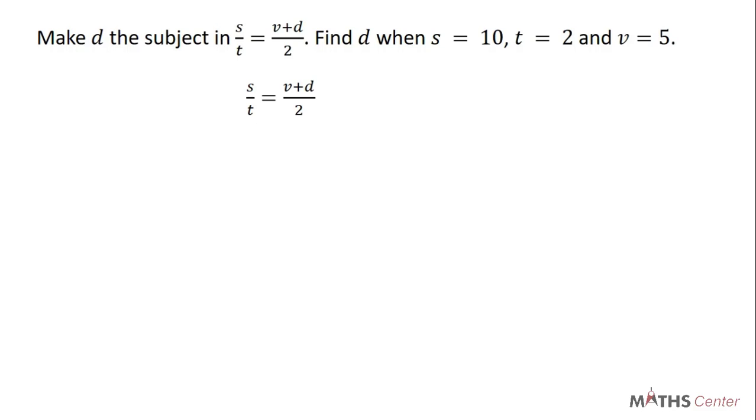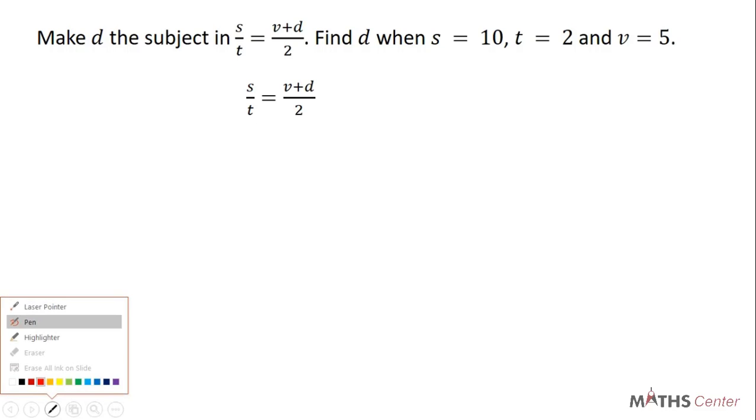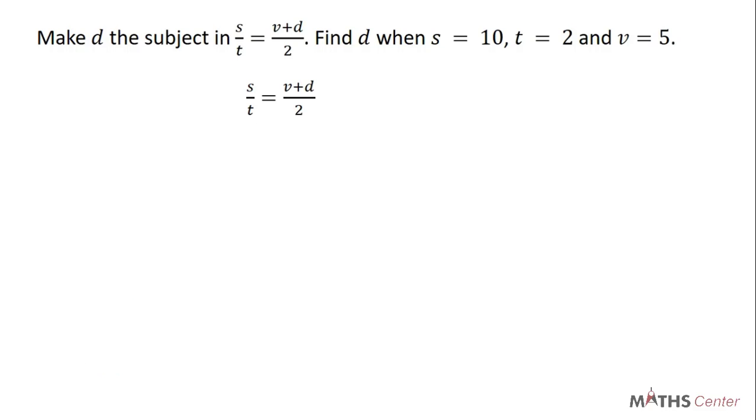We said in the previous video that when the expression contains fractions, the first thing you need to do is to identify the fractions. Here, the fractions are s divided by t and v plus d divided by 2. Then after you've identified the fractions, you find their denominators. The denominators are t and 2. So the two denominators in this equation are t and 2. The next step is to find the LCM of the denominators. So find the LCM of t and 2.